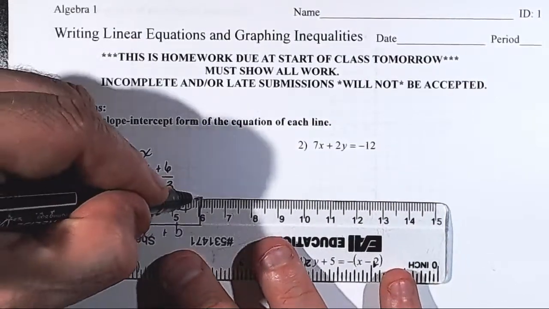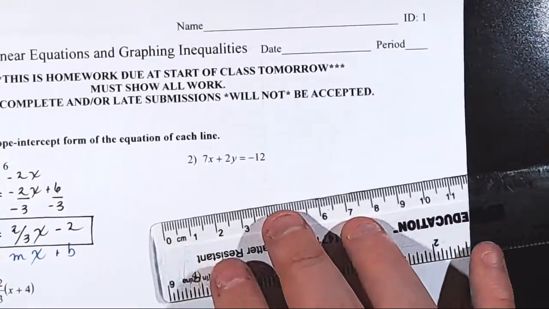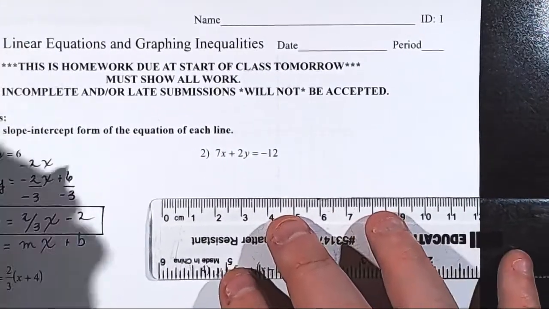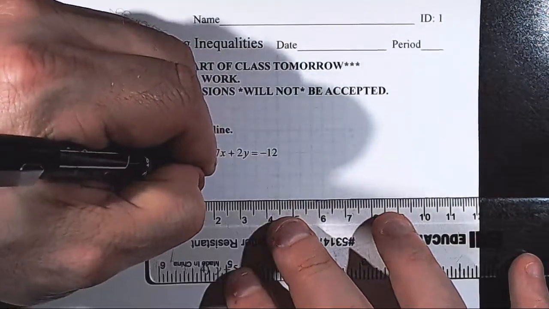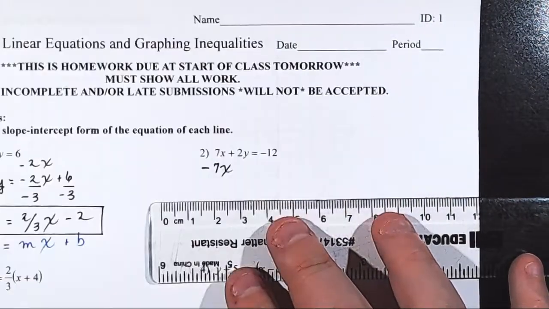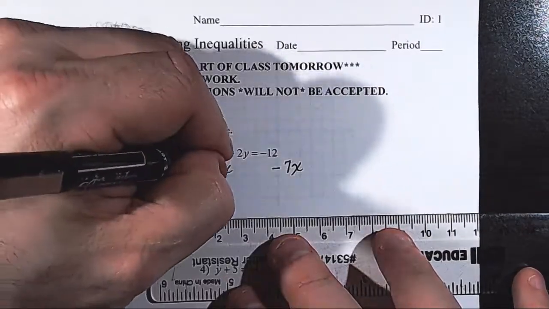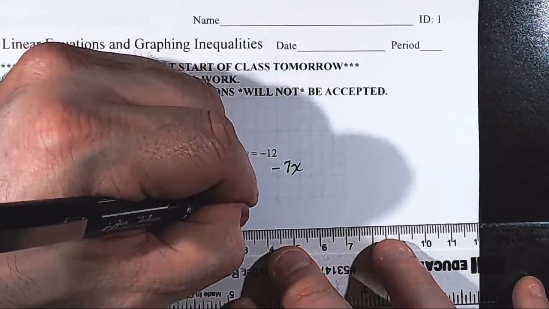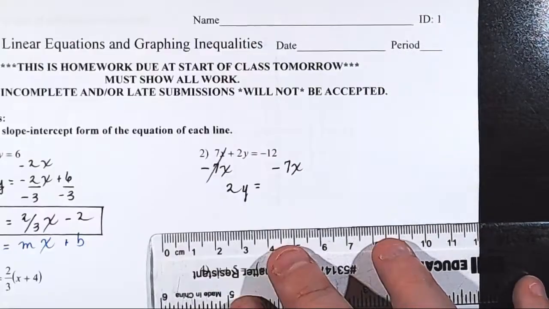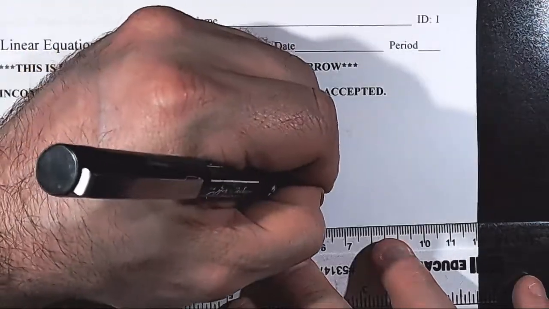And so this is in that form now. Number 2, 7x plus 2y equals negative 12. Subtract 7x from both sides. You're left with 2y on the left equals negative 7x minus 12.